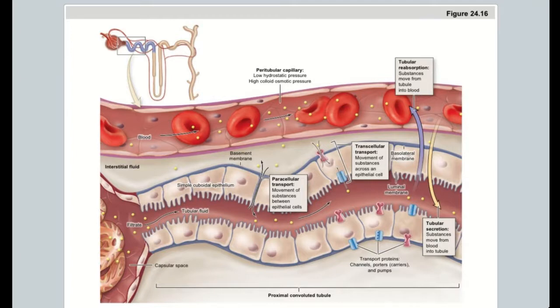The next substance we're going to look at is potassium. Potassium is the main cation of the intracellular fluid. So it's the opposite of sodium. And this is an interesting and important thing to remember, that sodium and potassium move in opposite directions. Okay, so if sodium is being reabsorbed, potassium is being secreted, and vice versa.